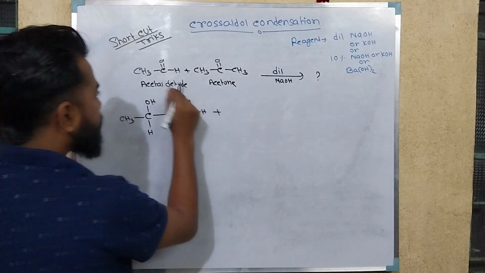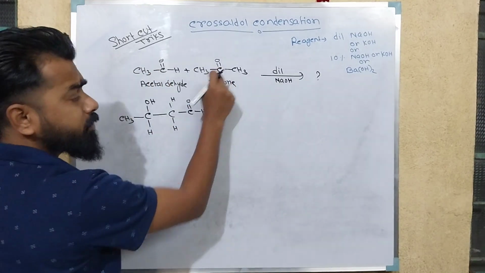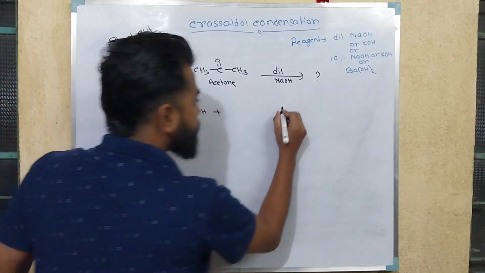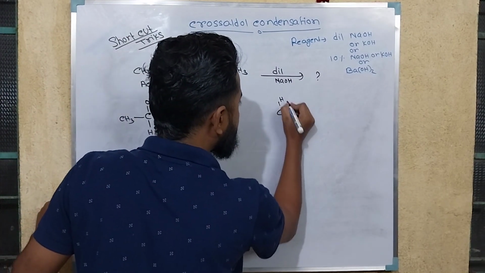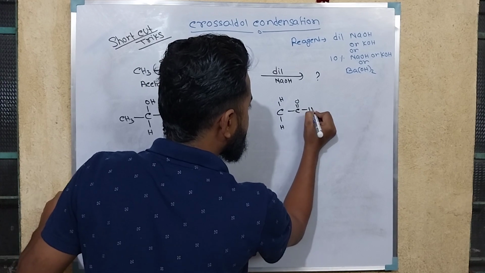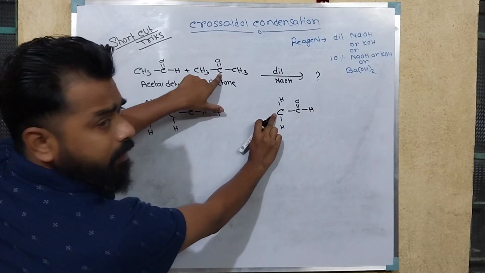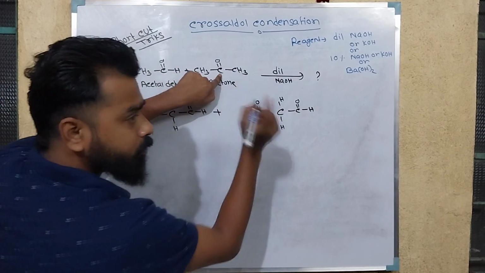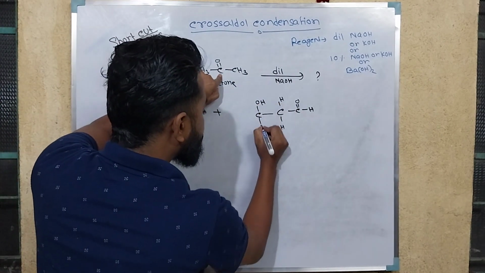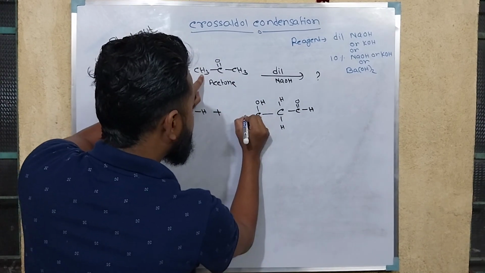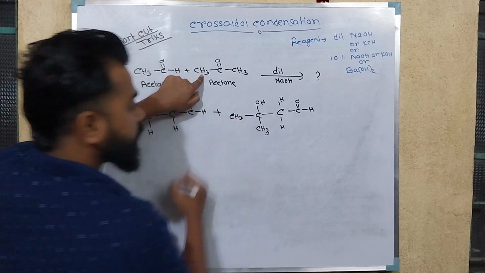Next, this aldehyde reacts with this ketone. So at first we write one alpha hydrogen less this aldehyde. This carbon is attached with this carbon. C double bond O is converted to OH. This is CH3, this is CH3. This is the other product.